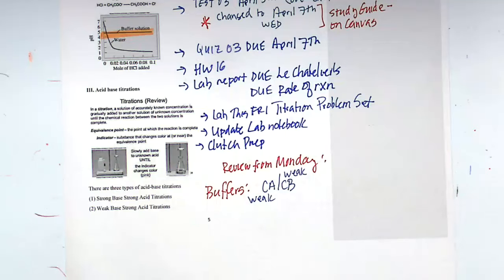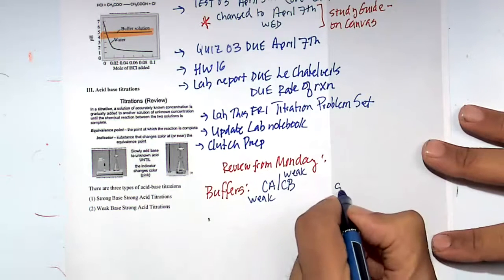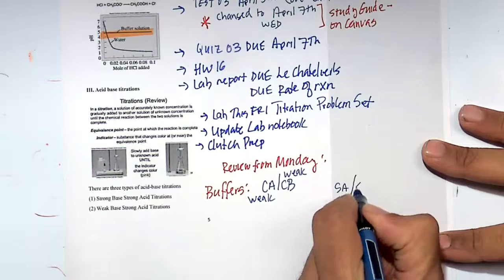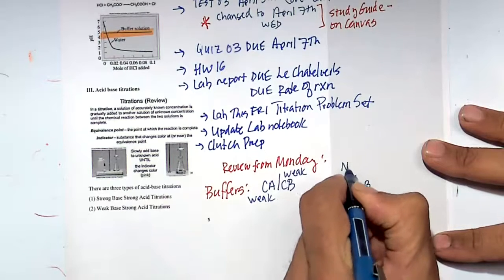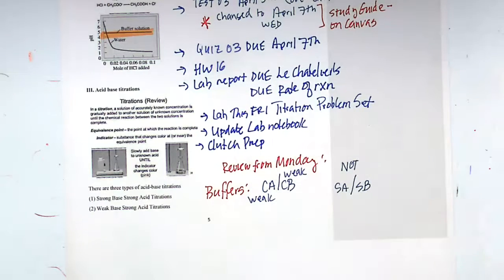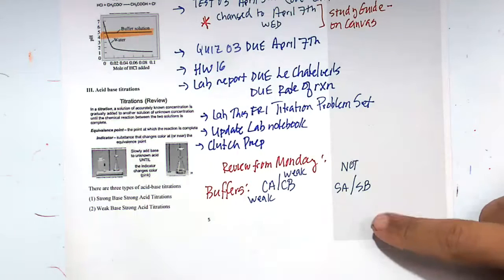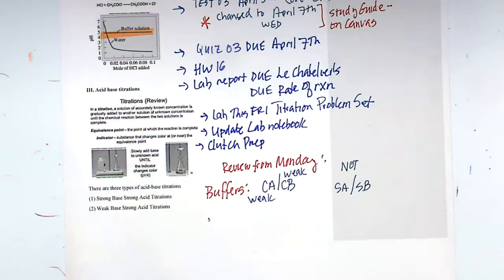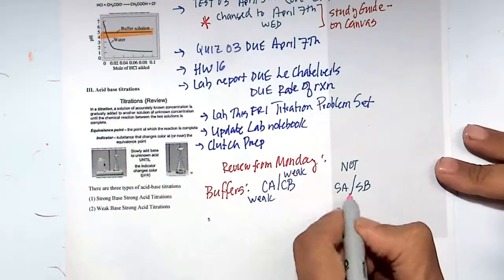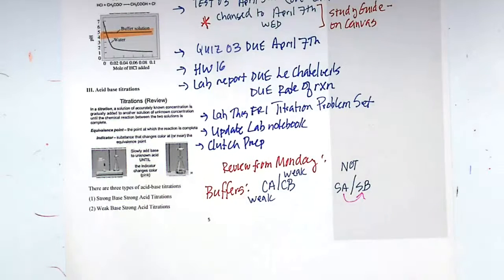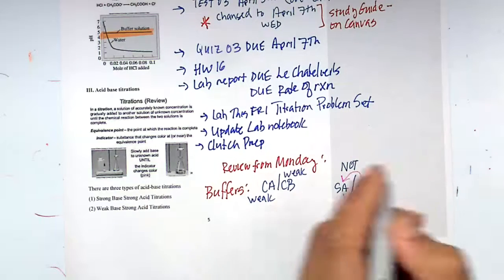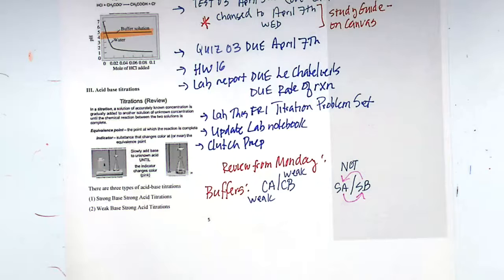So why is there no strong acid? Why is a buffer not a strong acid with a strong base? Anybody want to speculate why it's not a combination of strong acid with strong base? They will neutralize each other. That's perfect, right? So the strong acid will eat up the strong base. The strong base will do the same to the strong acid. So they eat each other apart.